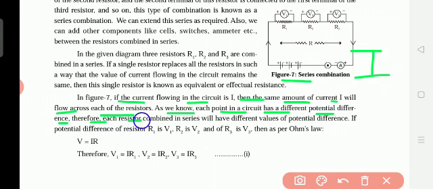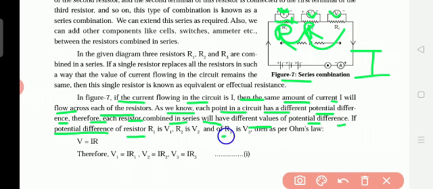Therefore, each resistor combined in a series will have different values of potential difference. Each resistor has a voltmeter which measures its potential difference, so this potential difference is different in each resistor. For example, if the R1 resistor has the potential difference V1, R2 has V2, and R3 has V3.